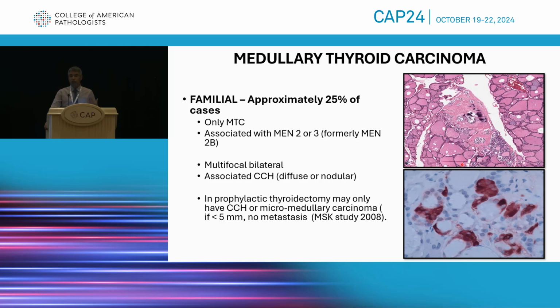These tumors are associated with C-cell hyperplasia, which in these MEN patients you can see on histology. Normally, we're looking at the H&E slides, but you can really highlight it by doing a calcitonin or CEA stain.